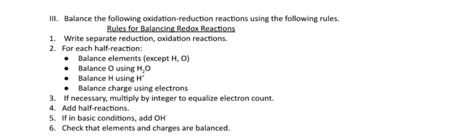So here is a second list of rules, and I would commit them to memory, and I mean that. The rules are: write the separate reduction and oxidation reactions, and then for each half reaction, do it in this order. Balance your elements except for your hydrogen and your oxygen. Then balance your oxygen using water, and then balance the hydrogens using H+, and finally balance the charge using electrons. Once you've done that, you need to multiply by an integer to equalize the electron count.